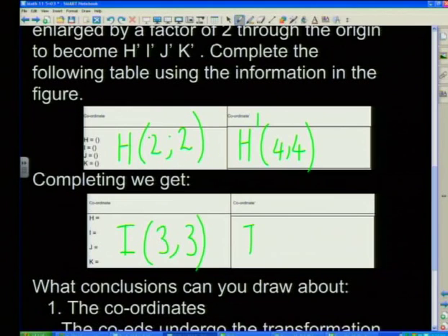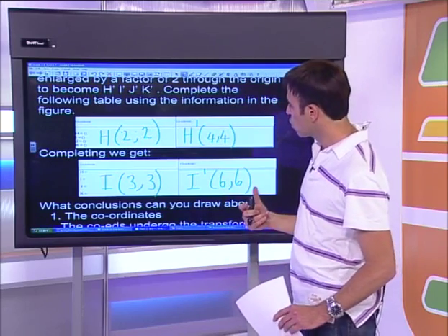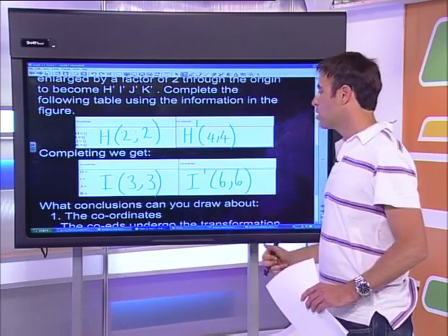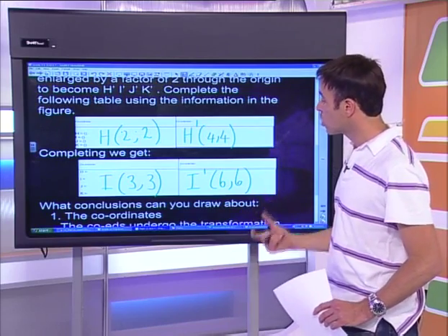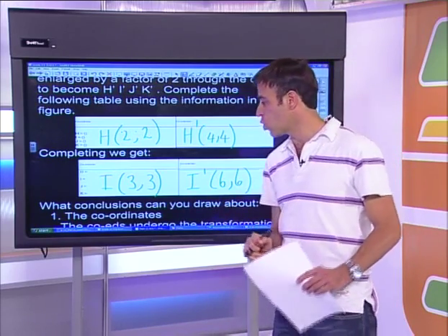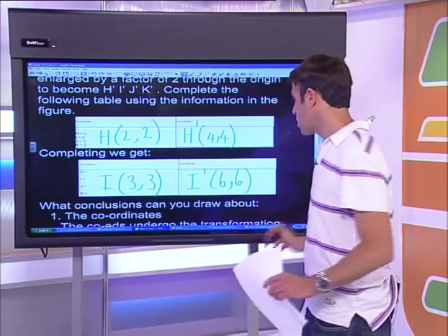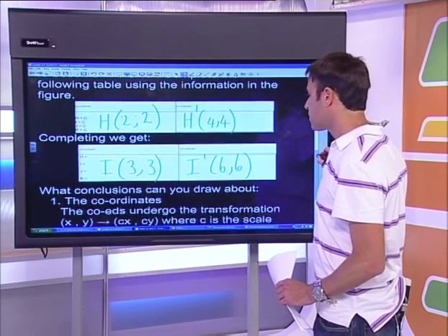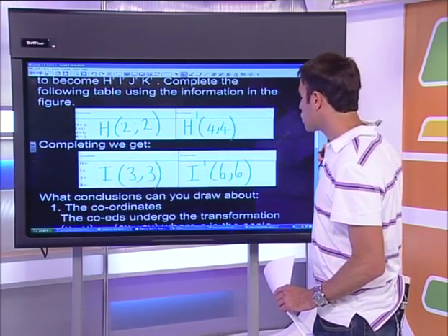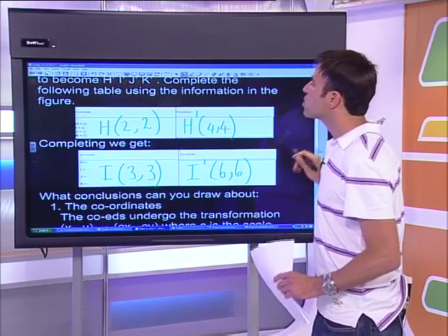And I prime is 6, 6. Okay? So before we give you the clue, there's a question here, or rather the answer, there's a question that gives you a clue. It says, what conclusions can you draw about the coordinates? Okay? And the coordinates undergo the transformation, and then there's a rule.